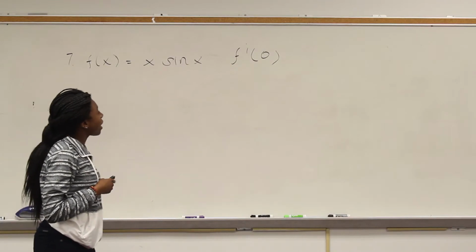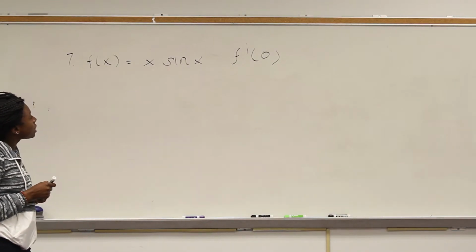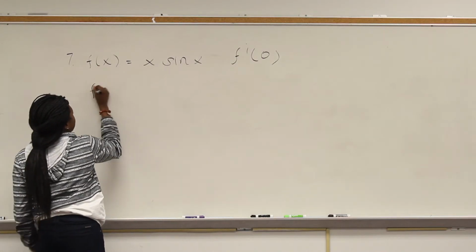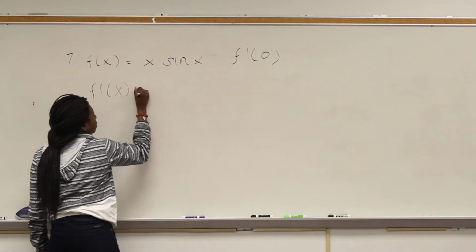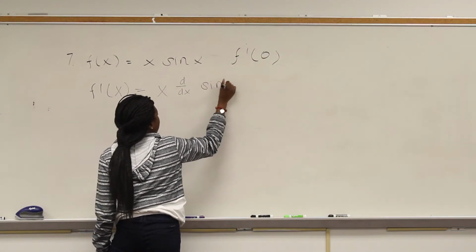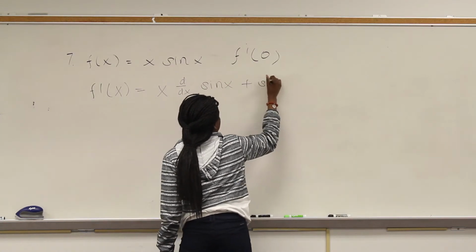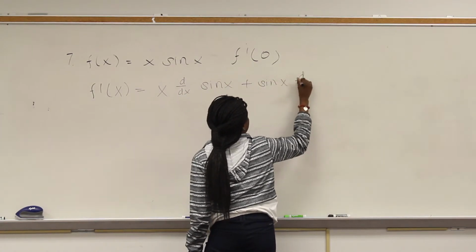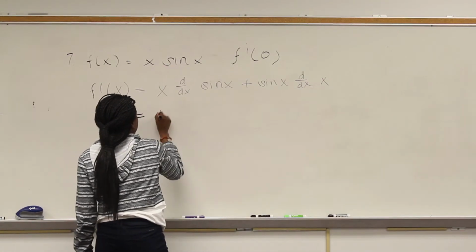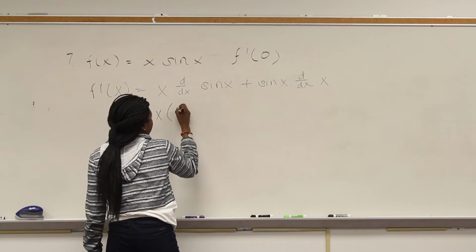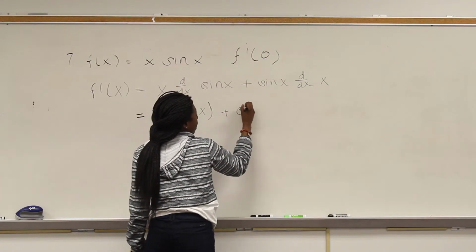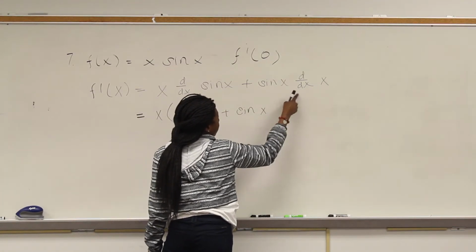The function is x sine x, and for this one you'll use the product rule. So x times the derivative of sine x, plus sine x times the derivative of x. The derivative of sine x is cosine x, plus sine x times the derivative of x, which is 1.